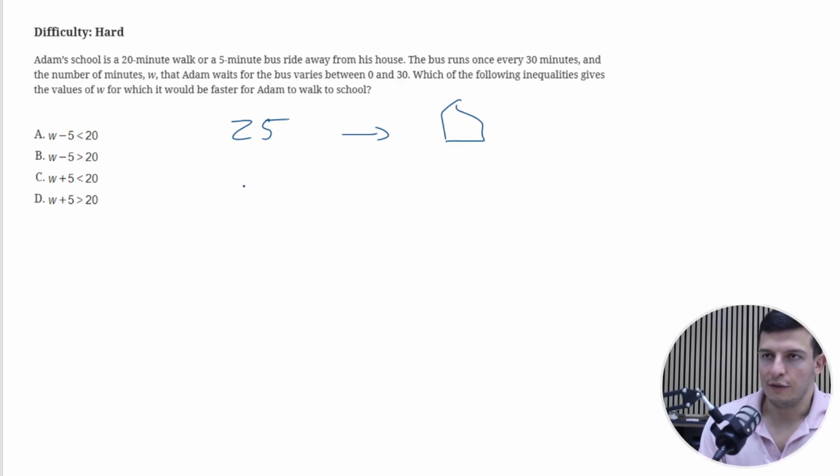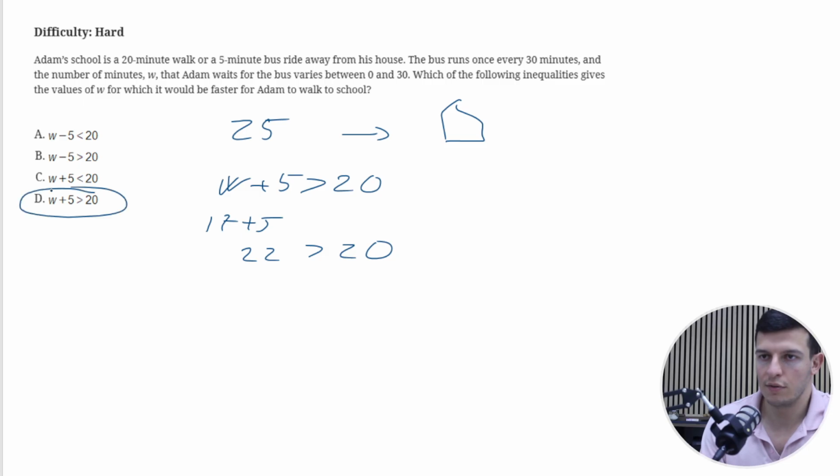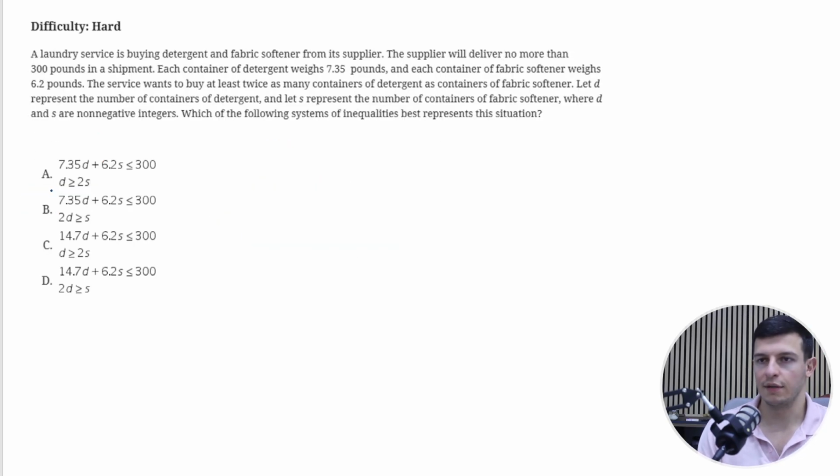So if W is waiting time plus the bus ride is greater than 20, that means it's not good anymore. Walking is better. Again, if you waited for 15 or let's say 17 minutes plus a 5-minute bus ride, that's going to be 22. That's slower than if he just walked. So the answer is going to be D. A very good question that makes you think a little bit.